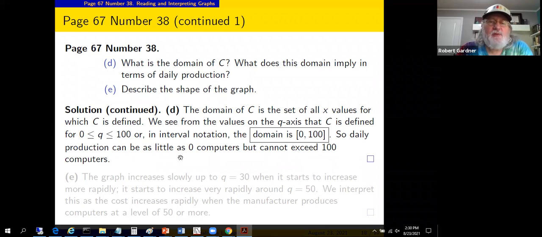So daily production can be as little as 0 computers, but it cannot exceed 100. The function stopped at 100. So for some reason, they can't produce more than 100 computers. That's reflected in the graph.